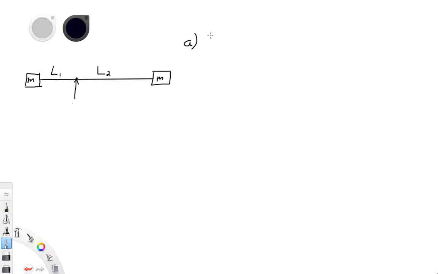So the rotational inertia of this system is just going to be the sum of the rotational inertia of 2 point masses. So it'll just be mL1 squared plus mL2 squared. And since the rod has negligible mass, we don't even need to include it.